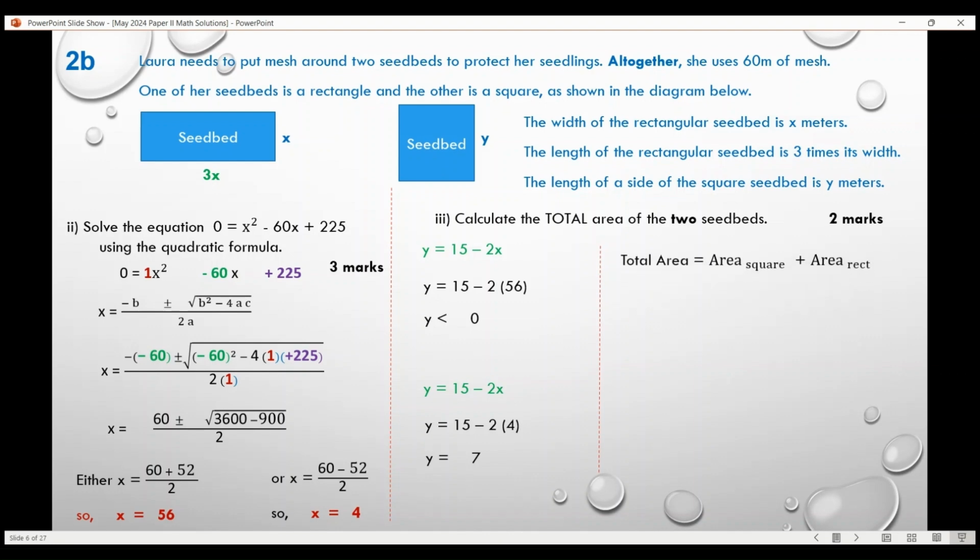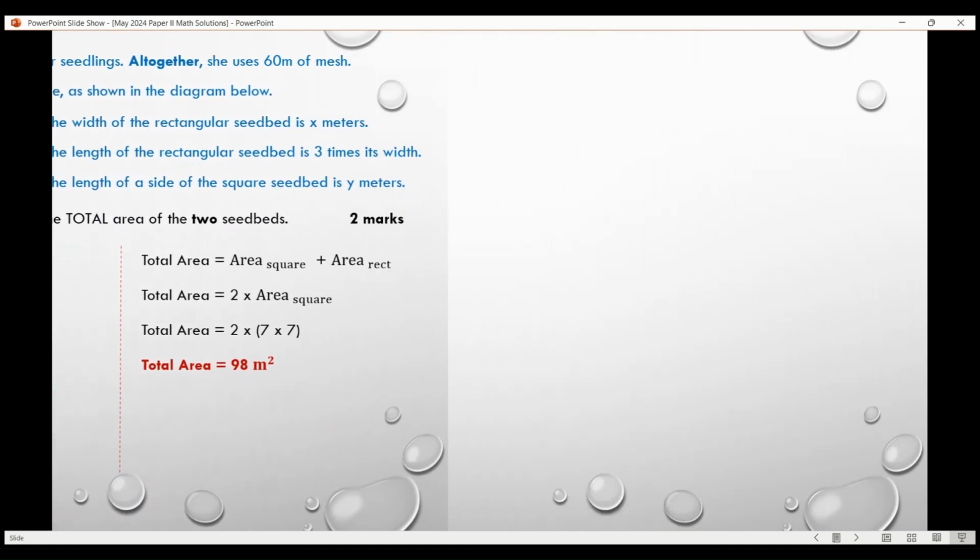The total area is equal to the area of the square plus the area of the rectangle. And if we recall, earlier information told us that the area of the square and the area of the rectangle were the same. So if they are the same, then the total area will be 2 times the area of the square, which will be 2 times length times breadth. 7 times 7, 7 sevens are 49, 49 times 2 is 98. So the total area is 98 meters squared. Let's now go on.